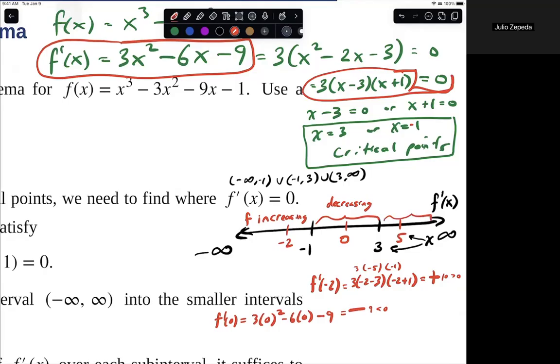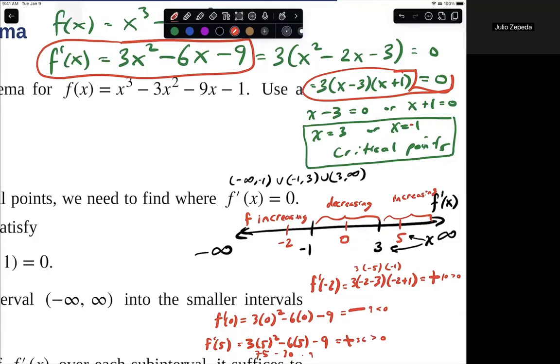And then finally, let's test 5. F prime of 5 is going to be 3 times 5 squared minus 6 times 5 minus 9. So that is 75 minus 30. That's 45 minus 9, which is 36. Positive 36. This is greater than 0. And so the function is once again increasing.